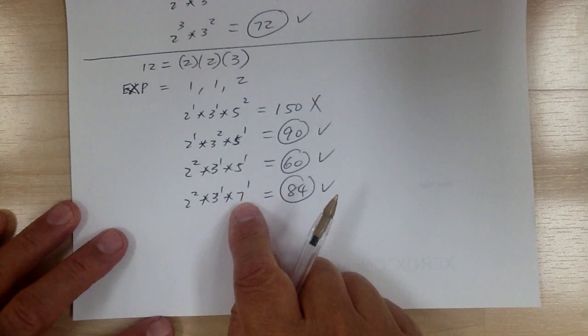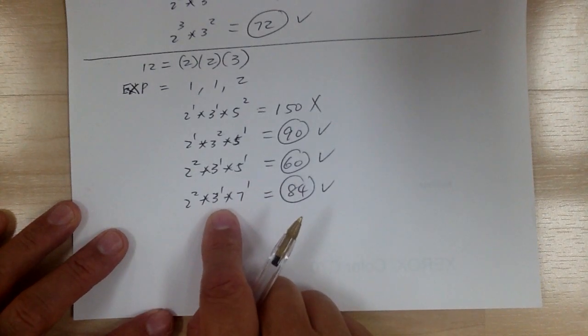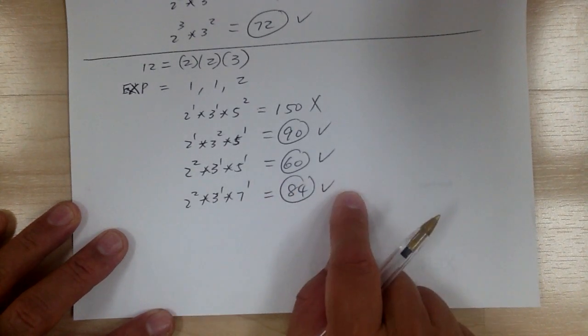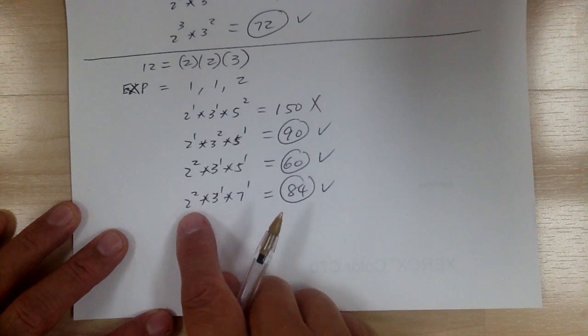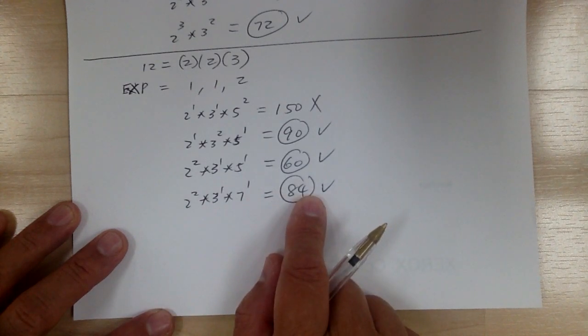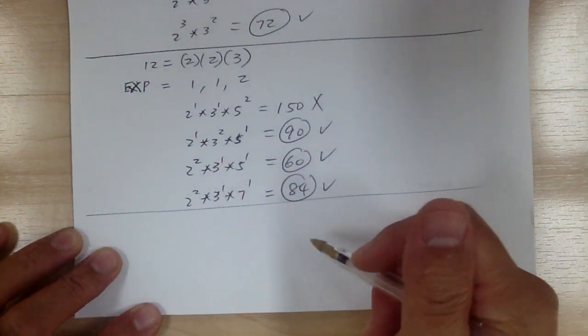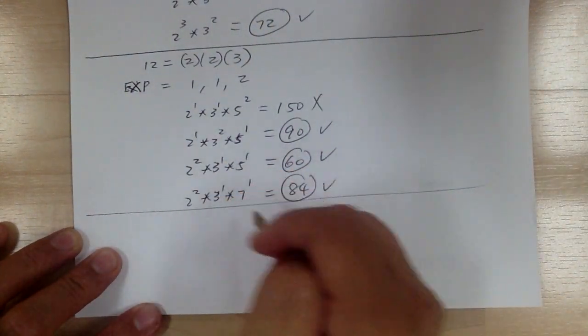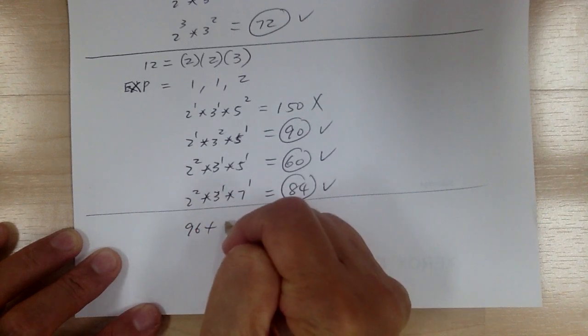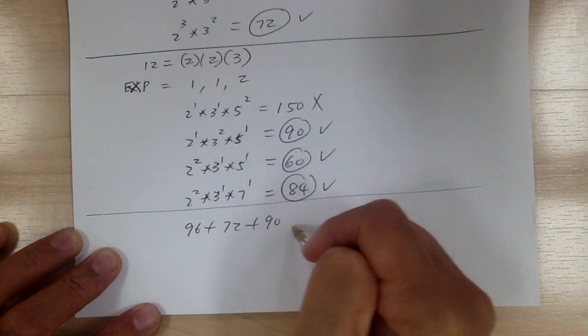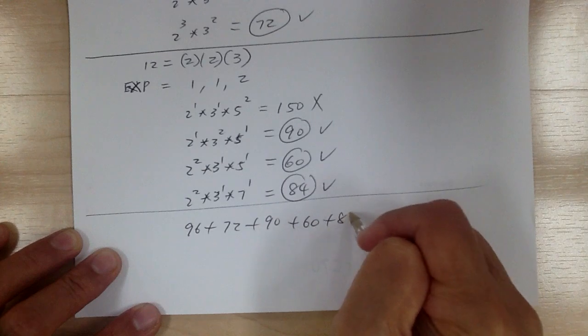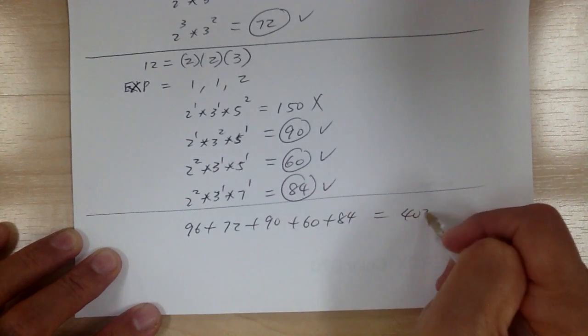But you can only try prime numbers. Okay, so if you try 11, it's too much already. And if you try 2, 5, 7, it's going to be too much already. And so that's all the possible combinations. So you're going to add all this together: 96 plus 72 plus 90 plus 60 plus 84, and it's equal to 402.